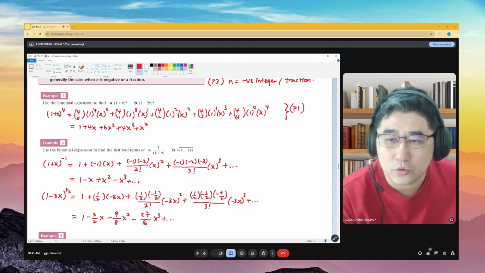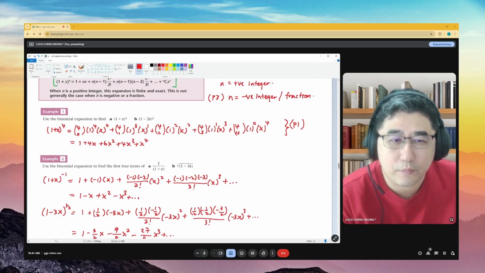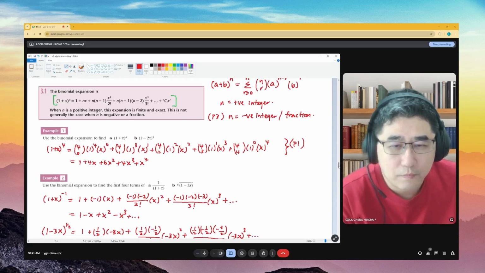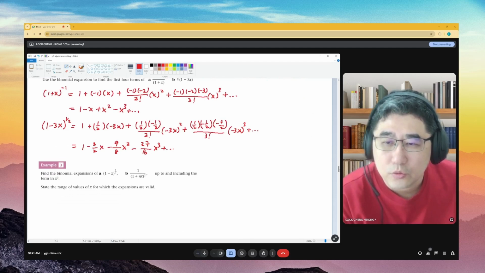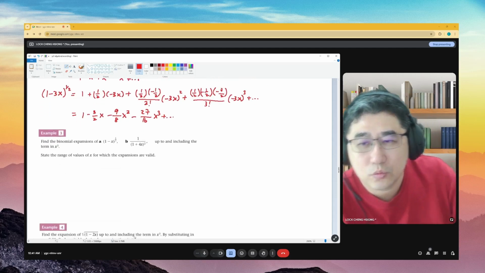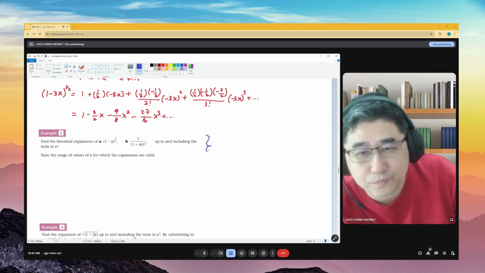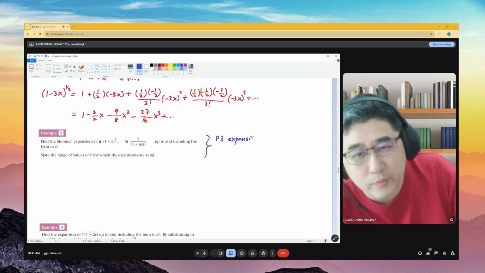So this is when you apply the P3 binomial expansion formula up here. For this P3 expansion, there will be a limitation.